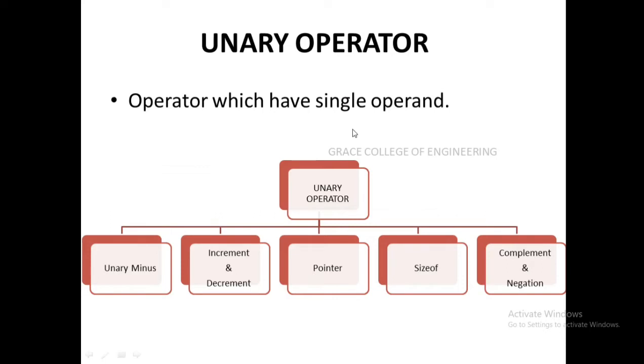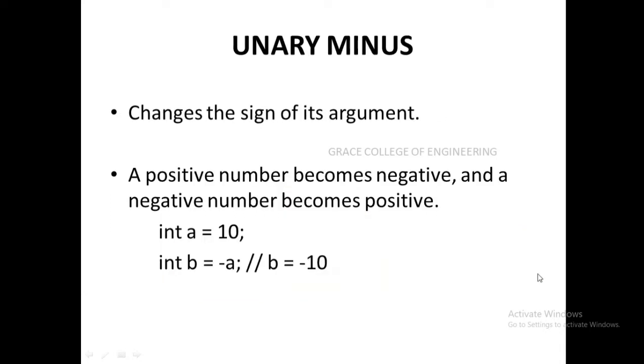Let's see unary operators in detail. So unary operator requires only one operand. It can have a single operand. So there are different unary operators present. Let's discuss each of them in detail. The different unary operators present in C are unary minus, increment and decrement operator, pointer, sizeof operator, complement and negation operator. First we can see what is unary minus.